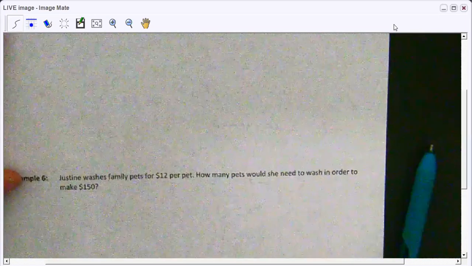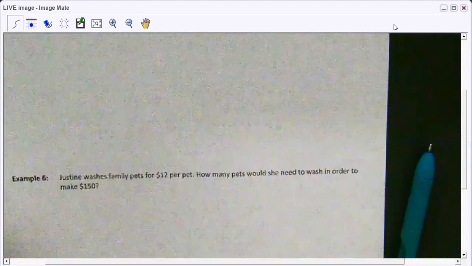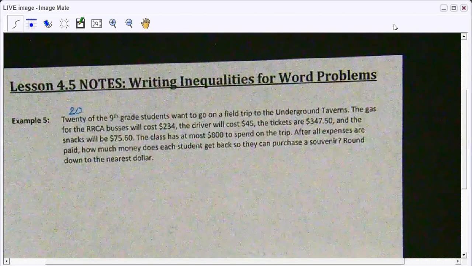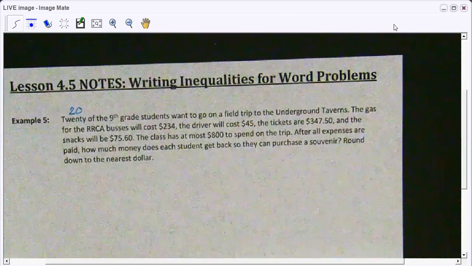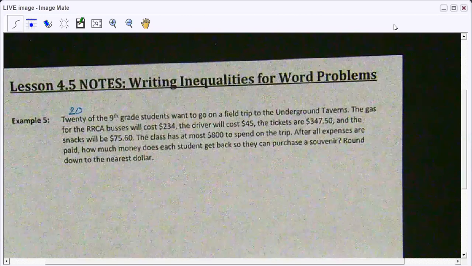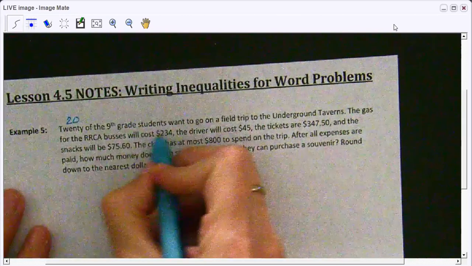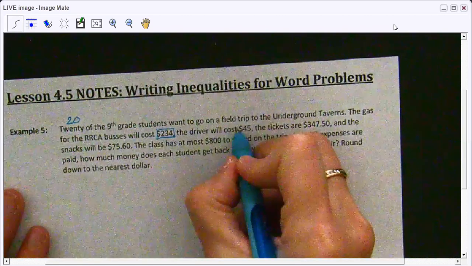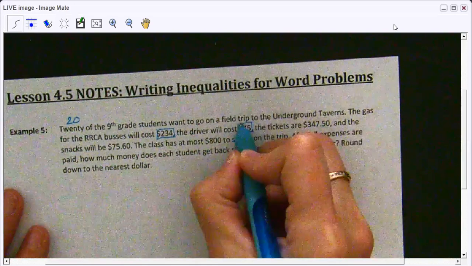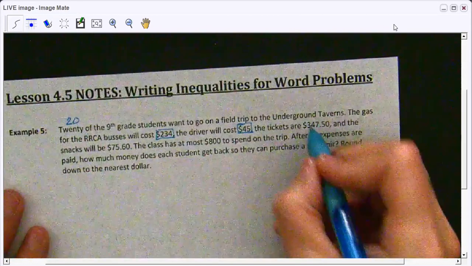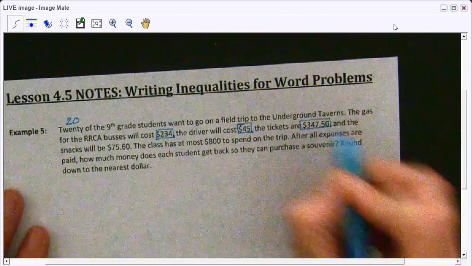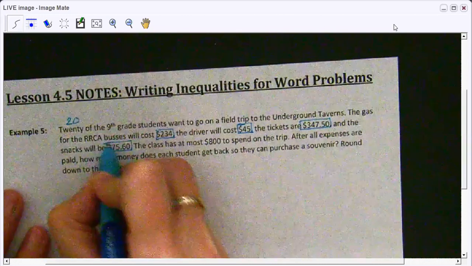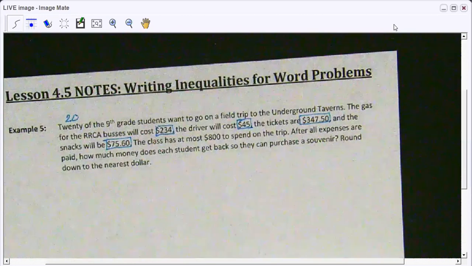Now, anytime you see a number written in words, you might want to just put the number above it, okay? 20 of the ninth grade students want to go on a field trip to the underground taverns. The gas for the RRCA buses will cost $234. The driver will cost $45. We have to pay a driver to drive us. The tickets are $347.50, and the snacks will be $75.60. Okay, so we have all these fees if we want to go on any field trip here at school.